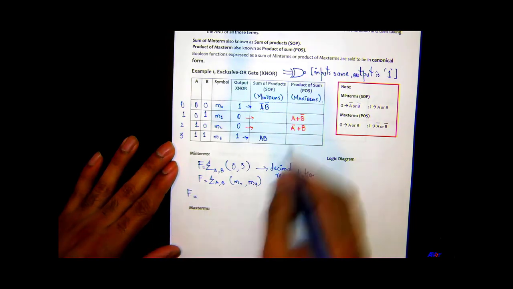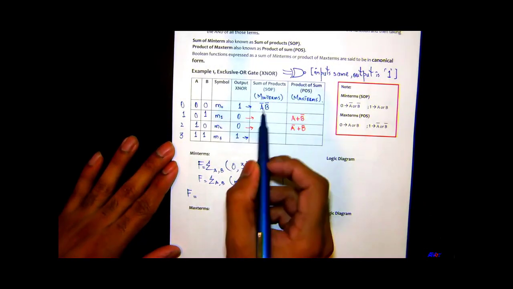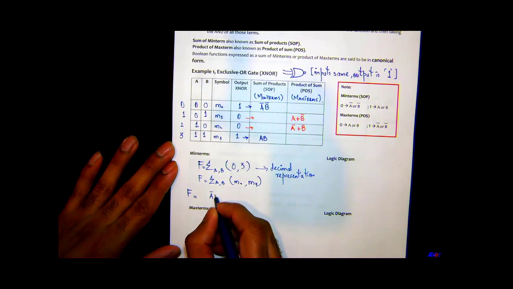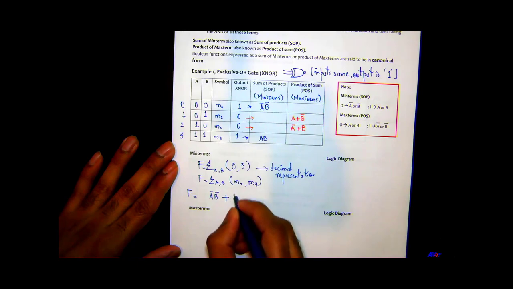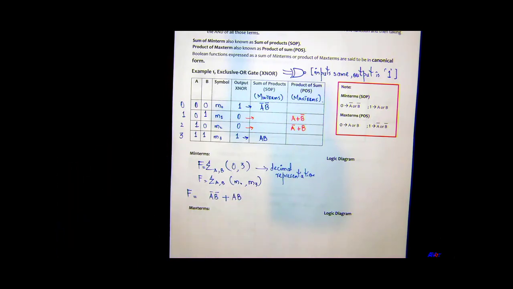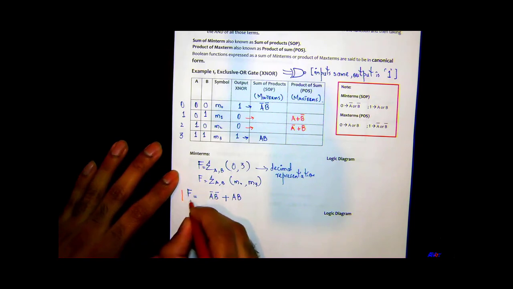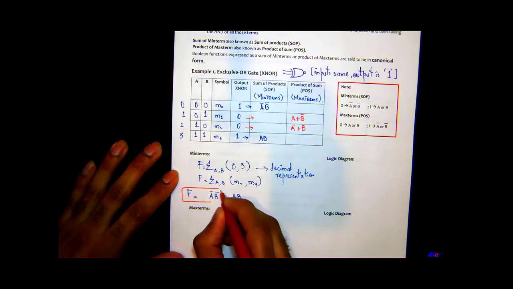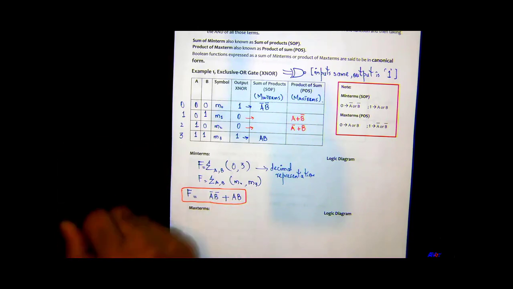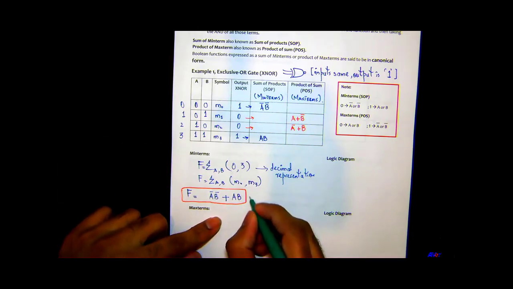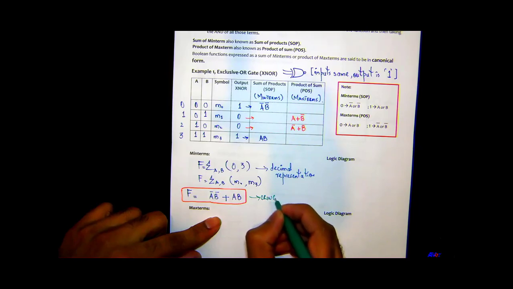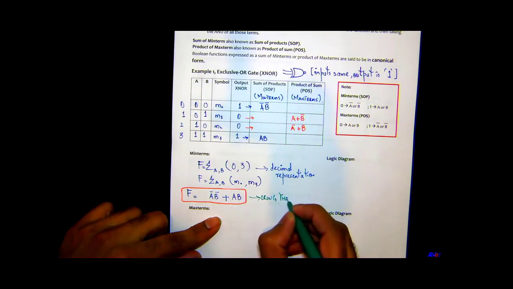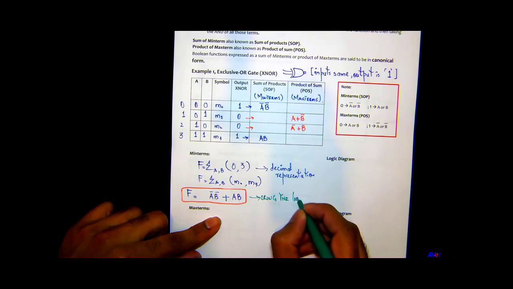Okay, and then finally we are going to write it down as the expression. So one of the expressions was A bar B bar, and then ORing it with AB. Okay, so this is the expression for the exclusive NOR gate. Basically ORing the individual expressions.